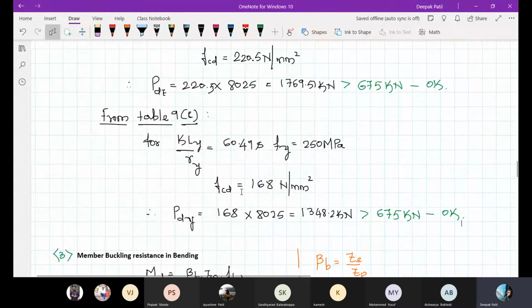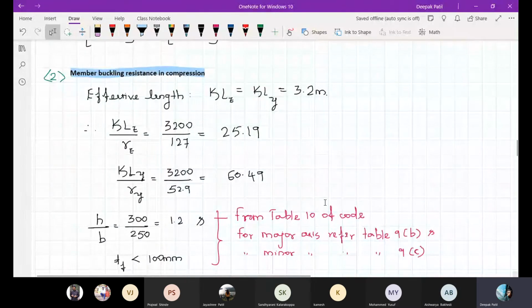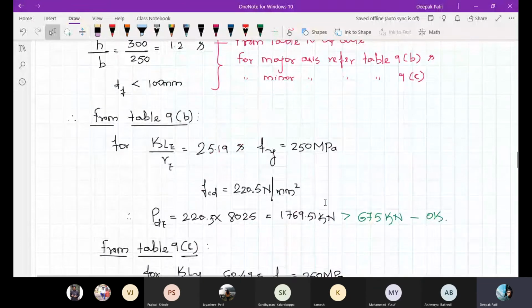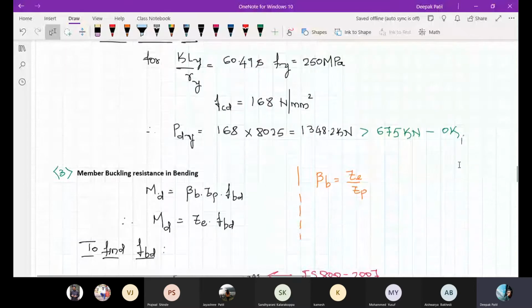No, sir. Okay, right. So this is a second check, similar to the first numerical example only. Everything is similar, right? So you have to calculate PDZ, PDY and check whether both of them are more than the actual applied axial compressive load, which is 675 kilonewton. So if it is more than that, hence it is okay.